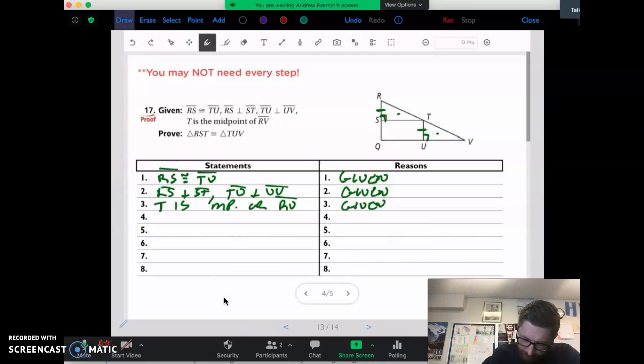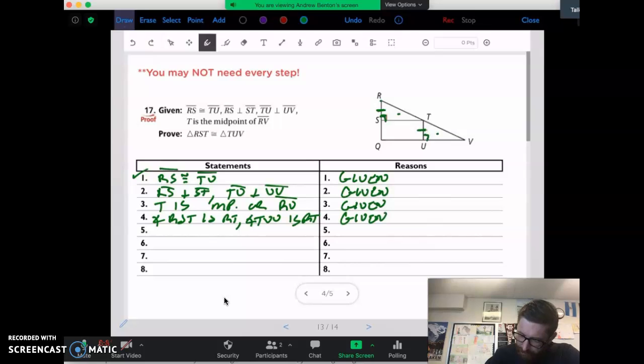So I'm going to use this one first. That's good. I already got a side. What does perpendicular mean? So perpendicular means that I can get a right angle. So I'm going to get angle, because RS is perpendicular to ST. So angle RST is right. And we can also get in that same step that TUV is right. That's a given.